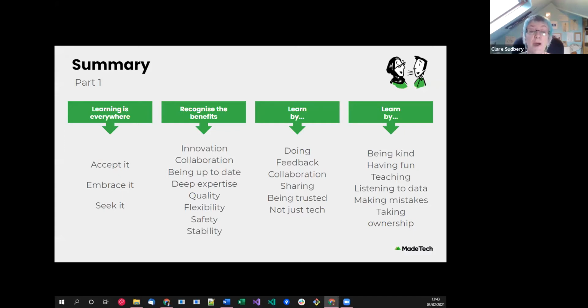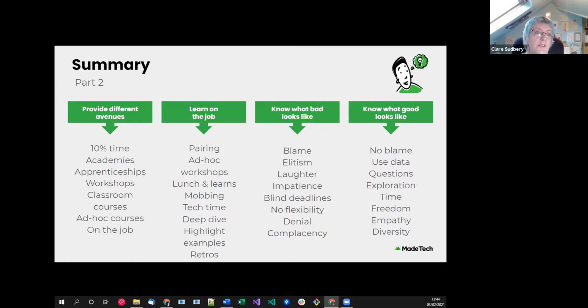And you can learn by doing, by sharing feedback, by collaborating, by sharing resources. You can learn when you're trusted to learn. You don't just have to learn tech. You can learn by being kind to yourself and others. You can learn by having fun. You can learn by teaching. You can learn by paying attention to data. You can learn by making mistakes, and you can learn by taking ownership of your learning and also of the products that you're creating and the ways that you create them.